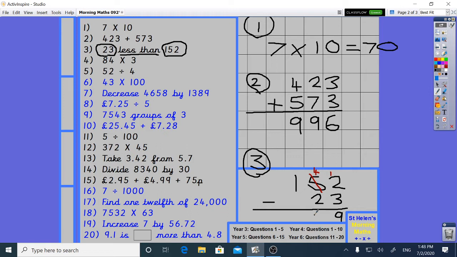4 take away 2 is 2. Don't forget this one. The most significant digit. It's worth hundreds, isn't it? Because of units, tens and hundreds. So our answer is 129. 23 less than 152 means 152 will go down, and it goes down to 129.